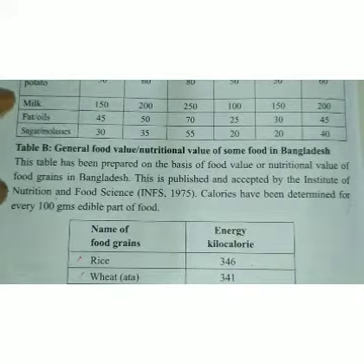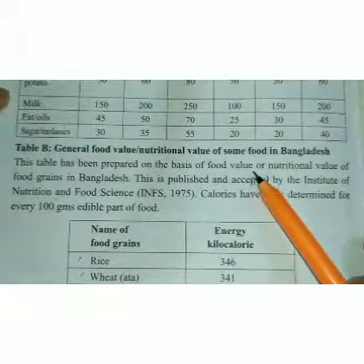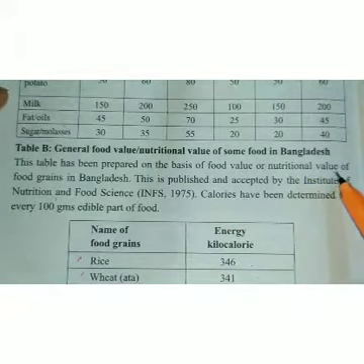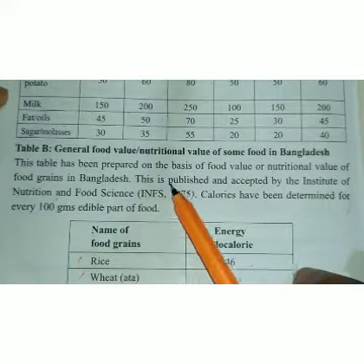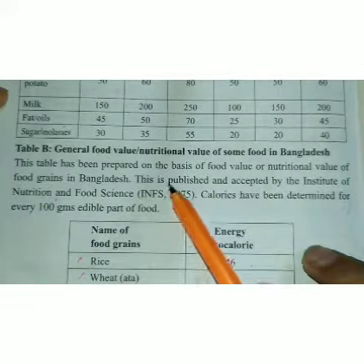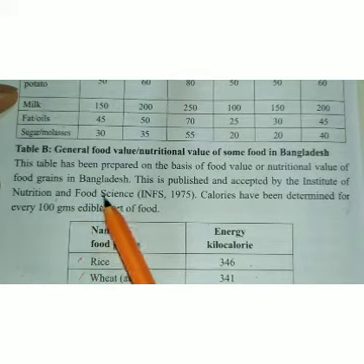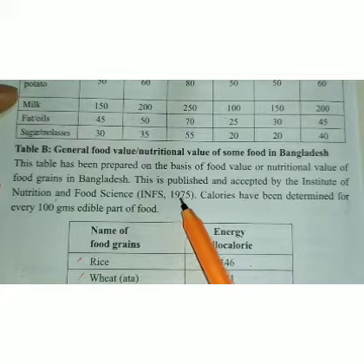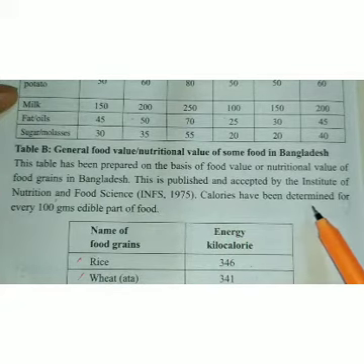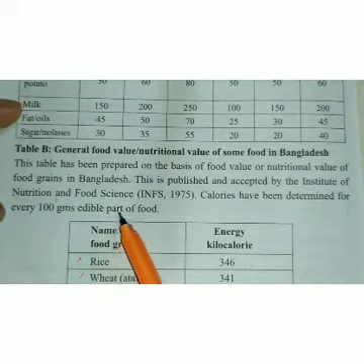Table B. This table has been prepared on the basis of the food value or nutritional value of food grains of Bangladesh. This is published and accepted by the Institute of Nutrition and Food Science, INFS, 1975. Calories have been determined for every 100 grams of edible part of food.